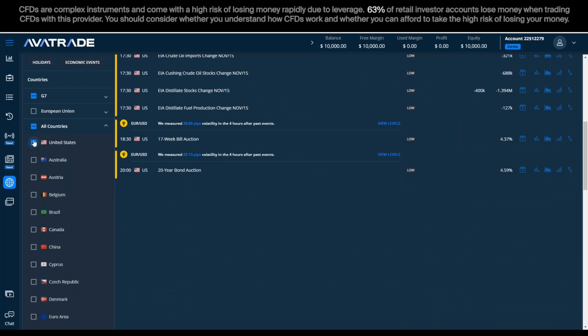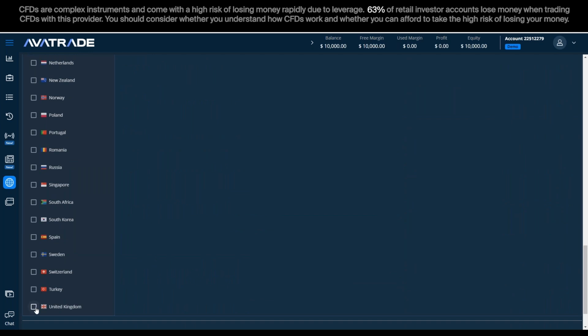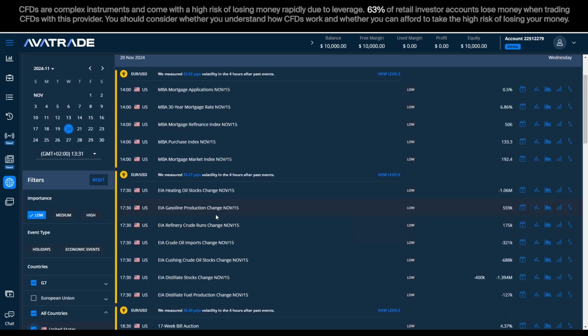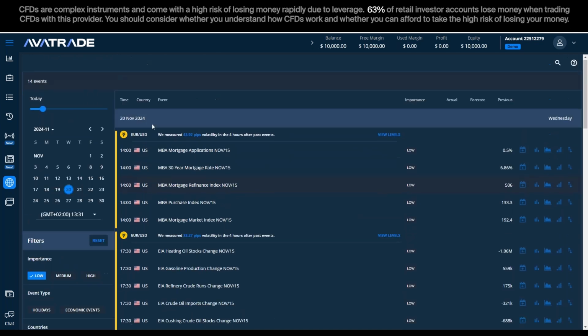Okay, and all I did is just by clicking here on US, and then it's showing me only US. If I would like to add the pound as an example, I can click it and it will show me the pound as well. I can also capture specific dates. So this is showing me today, 20th November.